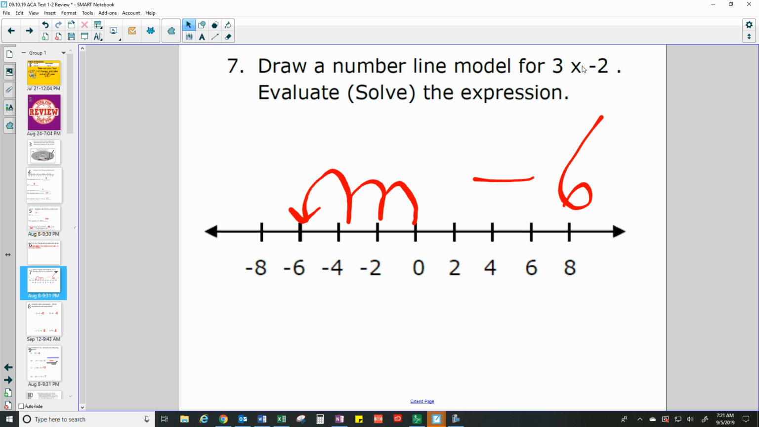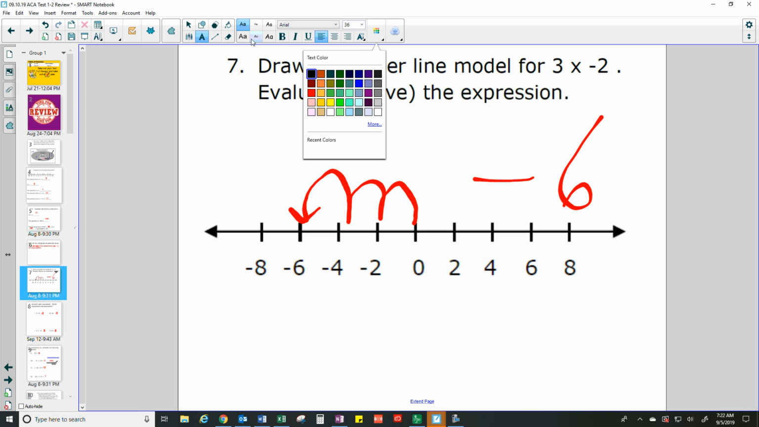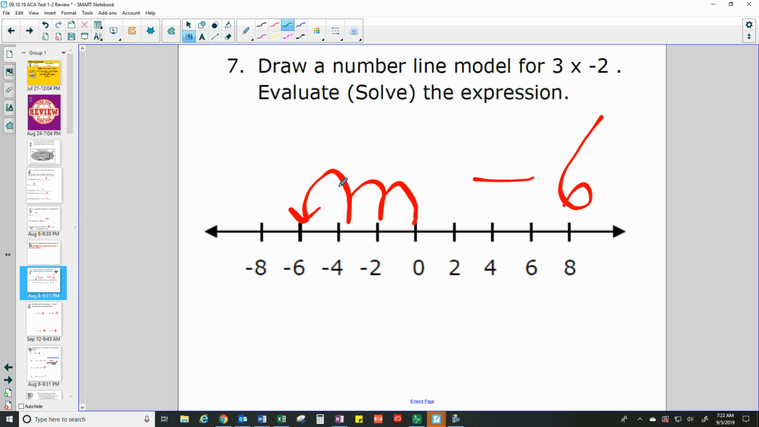Draw a number line model for 3 times -2. So it's 3 groups of -2. So I go one jump of -2, another jump of -2, another jump of -2. Some students may write -2 right here, -2 right here, and -2 right there to show the relationship of 3 jumps or 3 groups of -2, and it's -6. Another way to do it is, what's 3 times 2? 6. The opposite is -6.